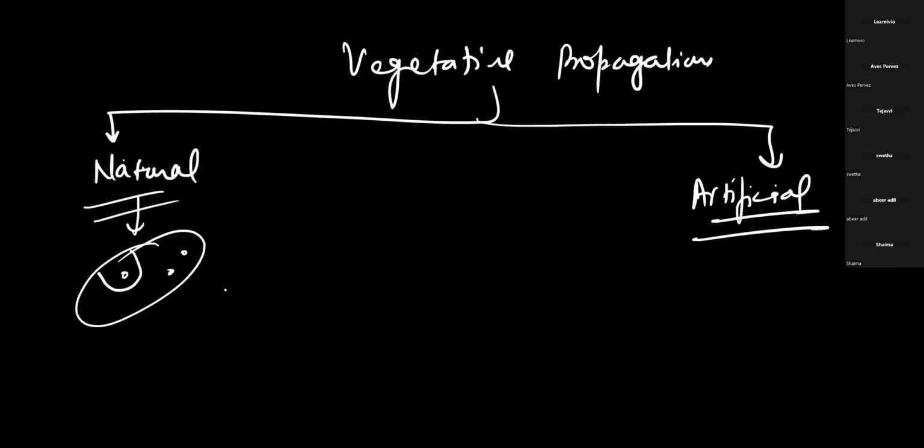Similarly, the nodes of ginger. Ginger is like this, so it has some scaly leaves over it, and some node-like structures. You can see that if you have seen ginger. There are some at some places. So when these nodes are buried under the soil, they can give rise to new plants. Similarly, the roots of carrot can also give rise to new plants.